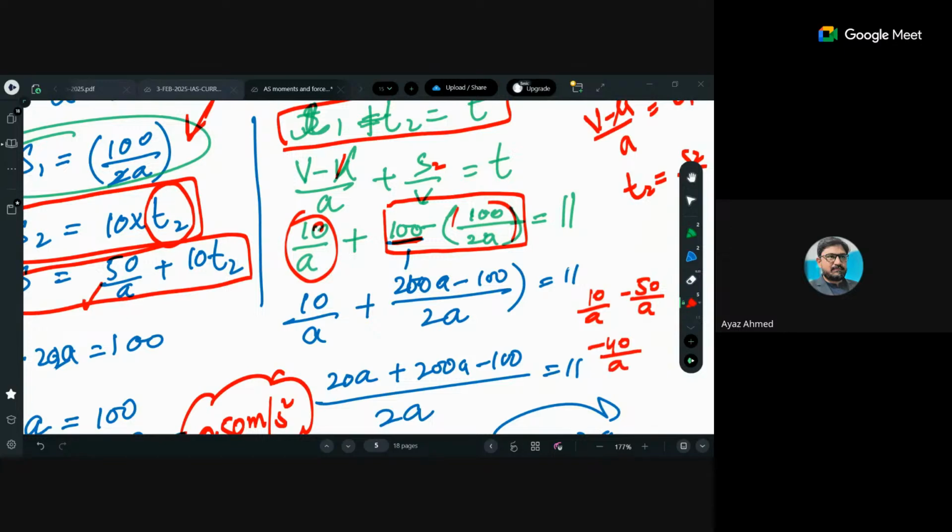This is an easy approach instead of LCM. The LCM is an old technique. So this is 100, so it would be shifted to that side. So what would be your answer? 100 minus 11, 89, minus 89. Are you getting my point? So a will be 40 divided by 89.